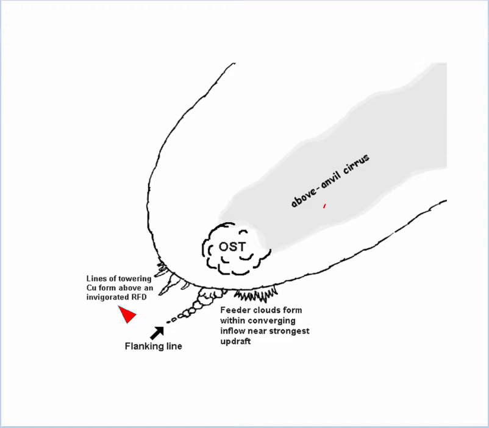Conversely, over here on the upshear side of the flanking line, or typically towards the west, you may see these lines of towering cumulus that form above an invigorated RFD. Not necessarily going into the storm here, but you may see them forming above the RFD here and moving in the direction towards the central part of the updraft over here. So if you see either of these signatures, understand that that storm is going through an intensification or maybe at its mature phase, and that it's something to weigh in your warning decision-making process.